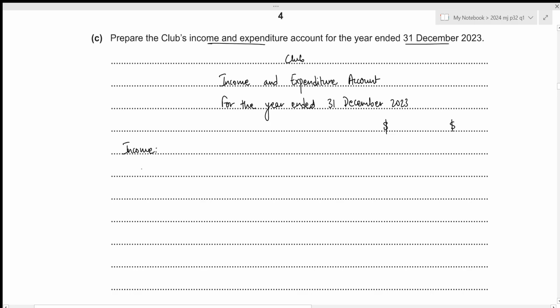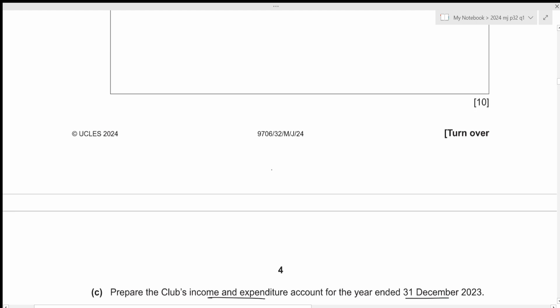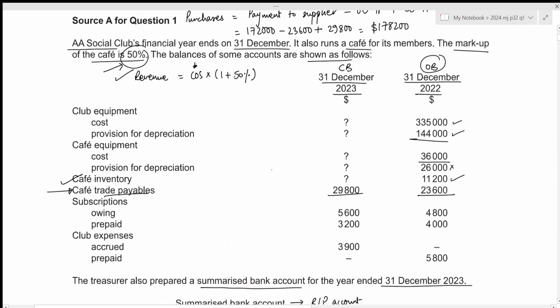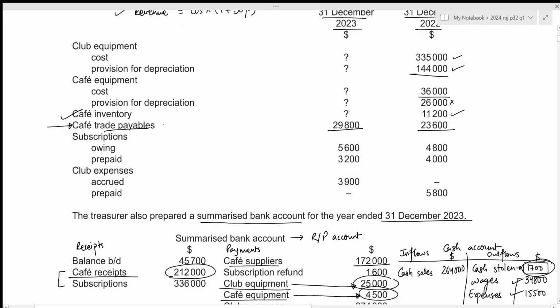The very first income for any questions regarding our club's income and expenditure account will be subscriptions for the year. And we need to prepare the subscriptions account in order to get this value. Alright, so I think we can prepare it right here.